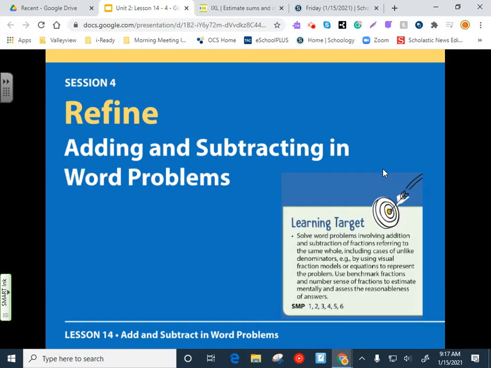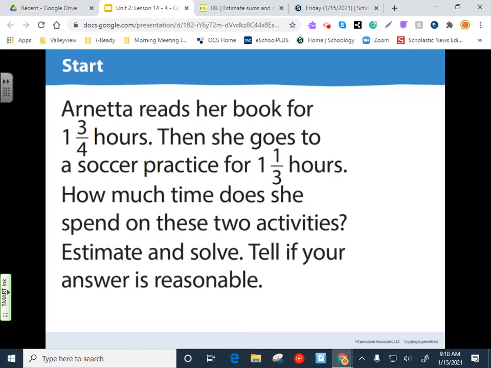All right, so here is the last part of lesson 14, and this is the part where we just kind of review and go over all the things we've learned as far as adding and subtracting word problems using fractions, mixed numbers, and decimals. So let's do a warm-up. For this one, we're given a scenario where we're going to have to estimate and then do the actual answer.